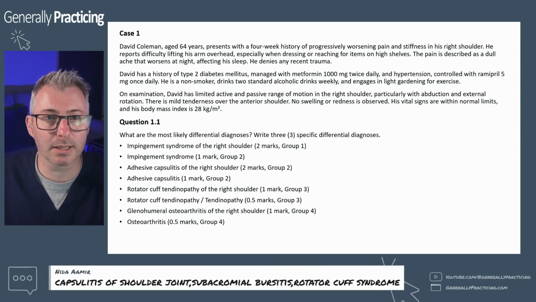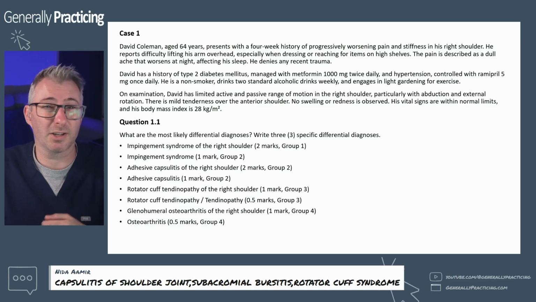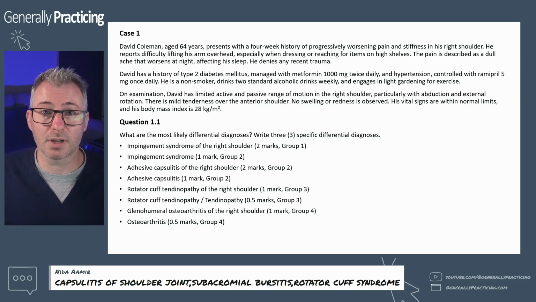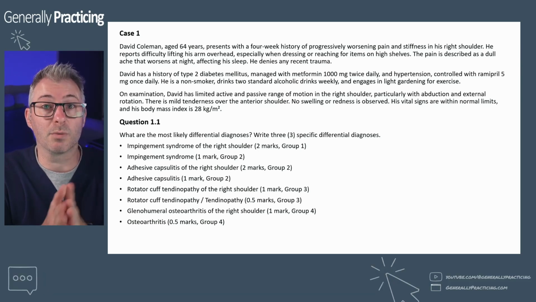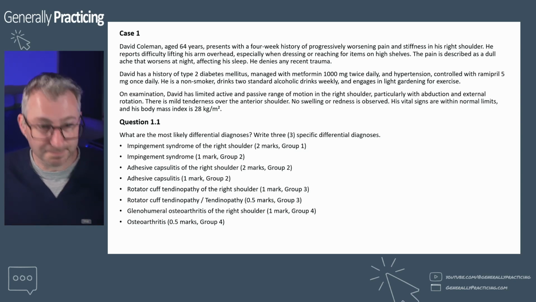And here we have a response from Nida as well. Capsulitis of the shoulder joint. Very good. Again, just try and specify the side. I know it sounds ridiculous, but you really need to spell everything out. Subacromial bursitis, yep, fantastic, and rotator cuff syndrome, fantastic, very good. So good answers. If you want extra marks, throw in the side. Easy marks to pick up.